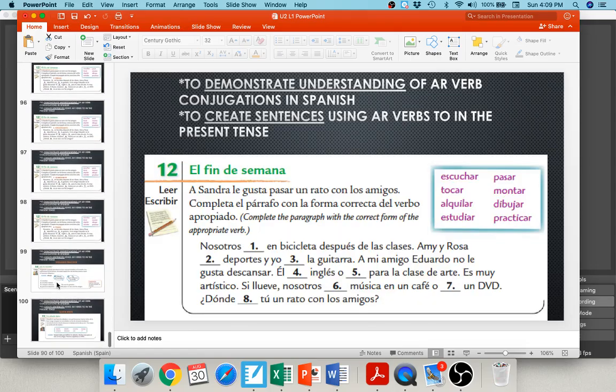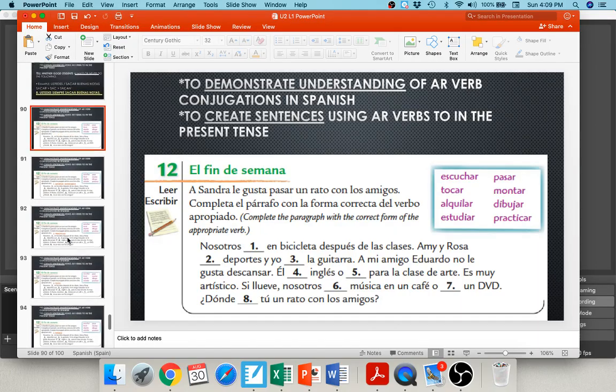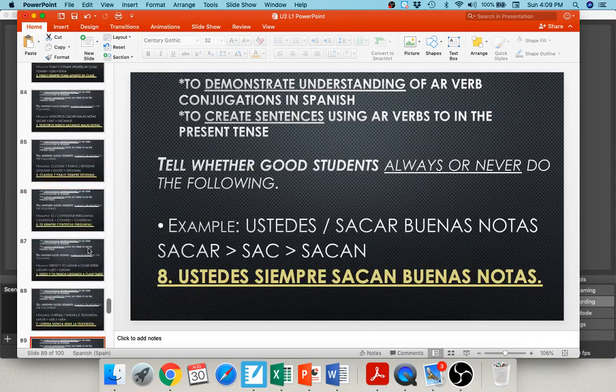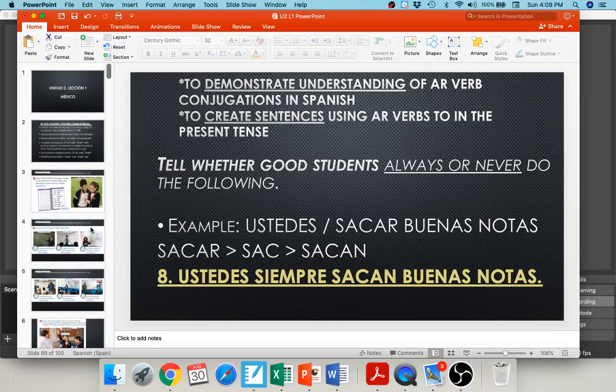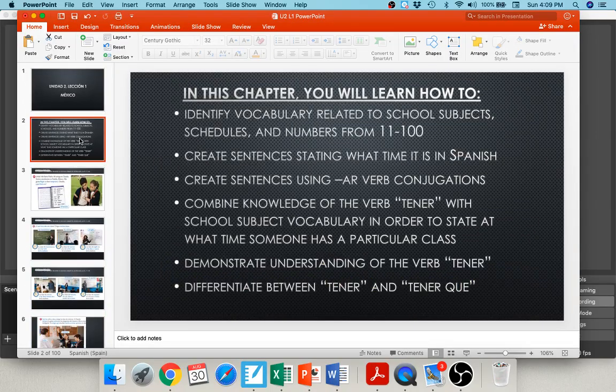Okay, so hopefully you're getting a feel for how these work. I don't want to kill you with these. So our big overall takeaway for this chapter is that you should be able to identify vocabulary related to these school subjects, numbers from 11 through 100, and schedules, that you should be able to state what time it is in Spanish, and that you should be able to create sentences using AR verbs and the verb tener.